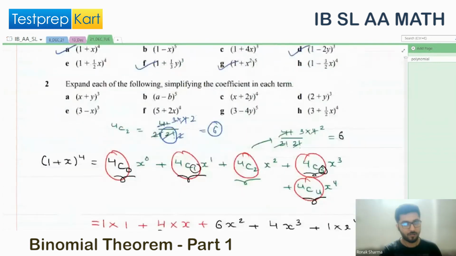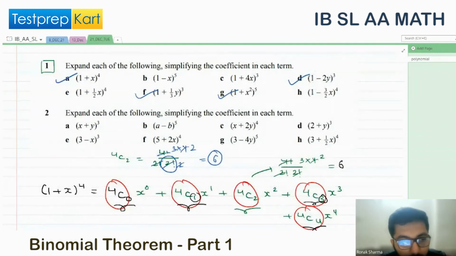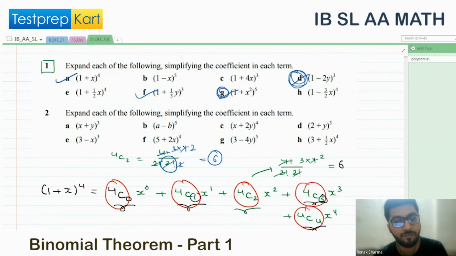Okay. Now go for this question. Which one? Yes, D. I want you to solve D and G. First of all, go for D. No need to write 1. Okay. What will be the answer?